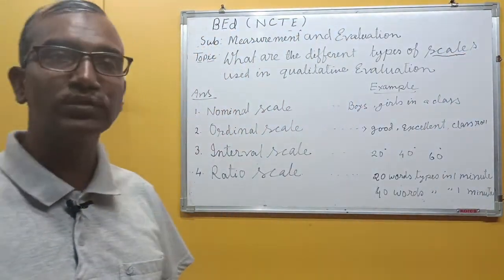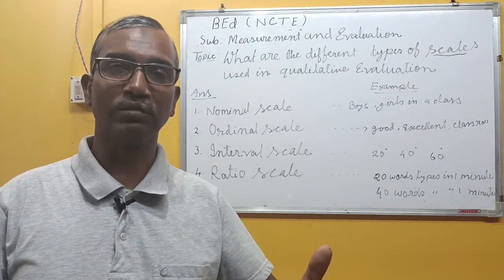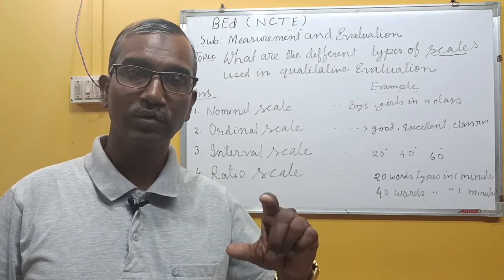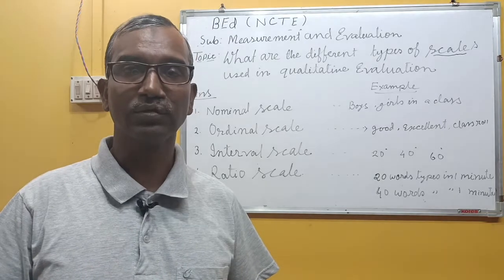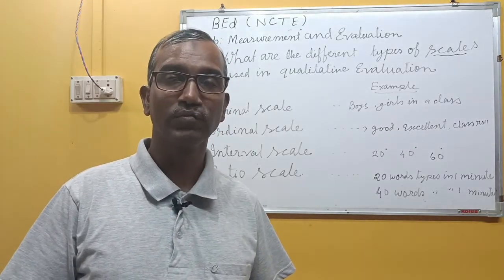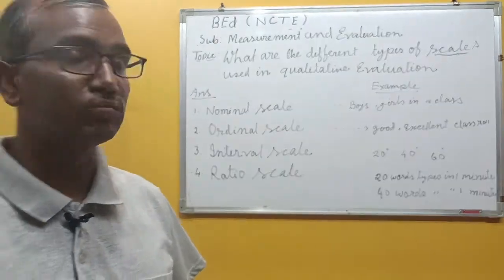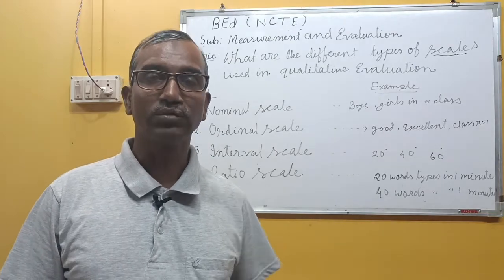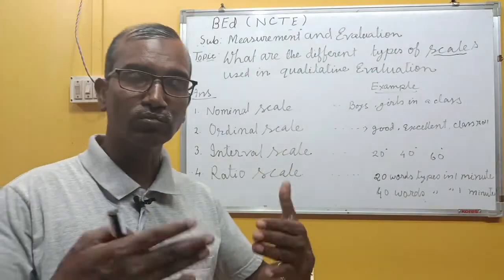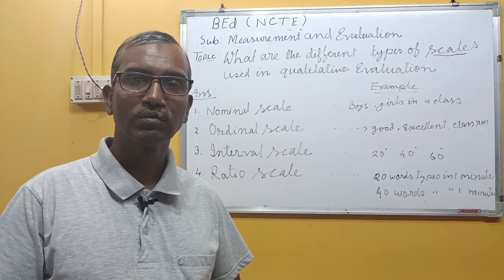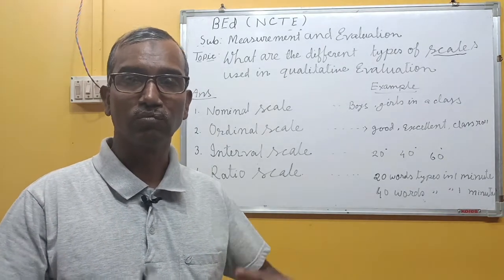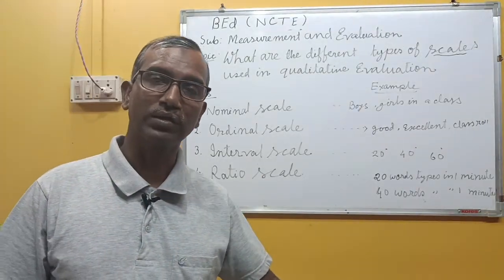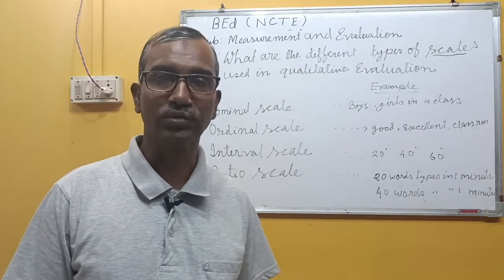As in physical measurement, we use scale like 1 meter, 2 meter, 1 centimeter, 2 centimeter, that is a scale for physical measurement. But in case of mental measurement, we cannot use the scale like meter and centimeter. That is why in the field of education, two types of measurement scale we use. One type of scale for quantitative evaluation and another type of scale for qualitative evaluation.